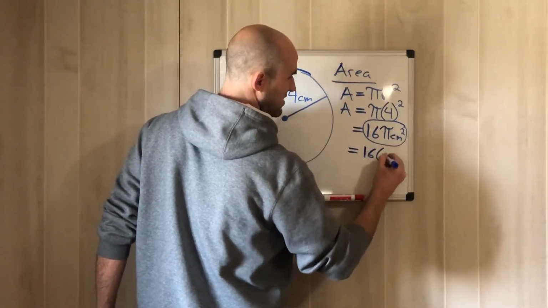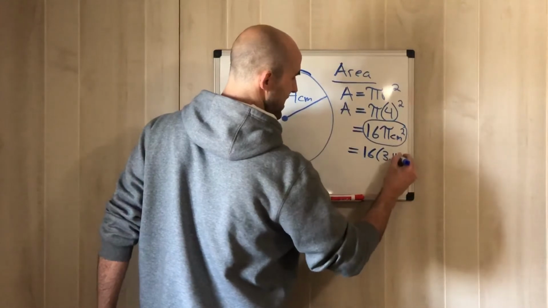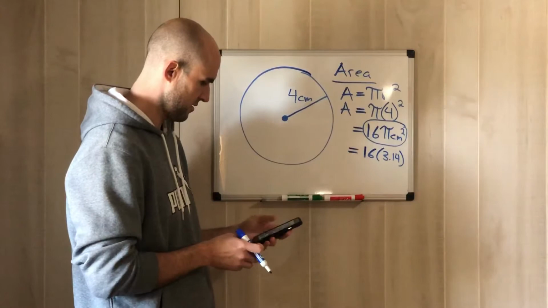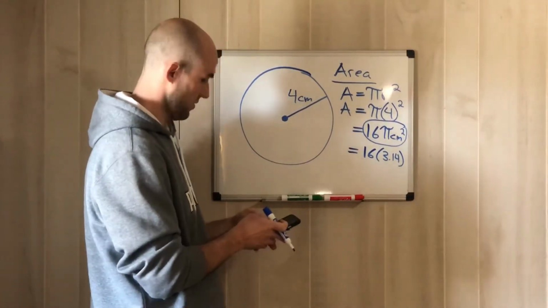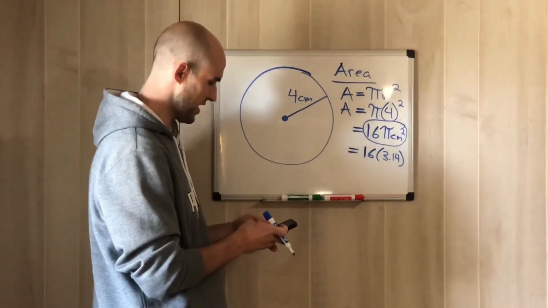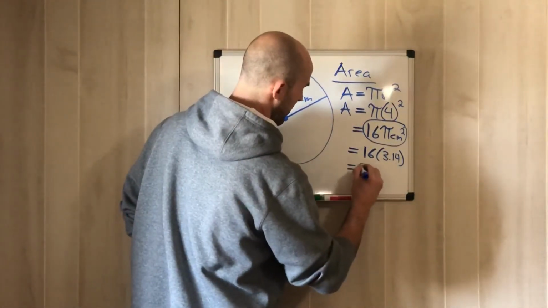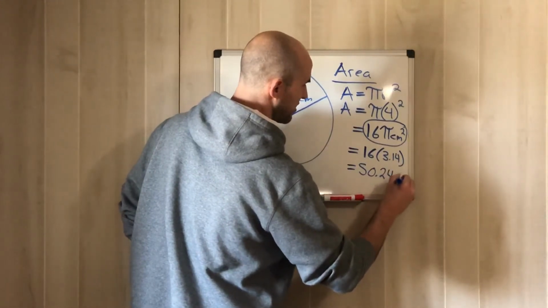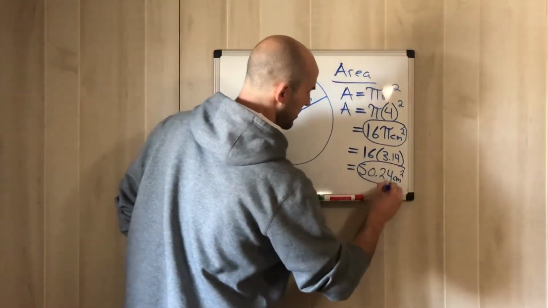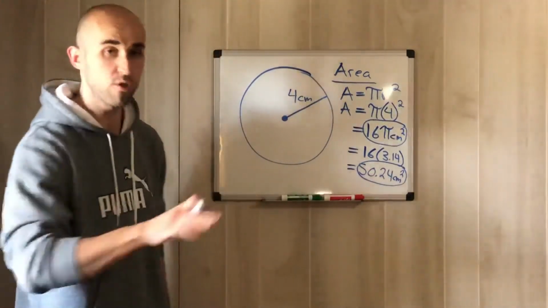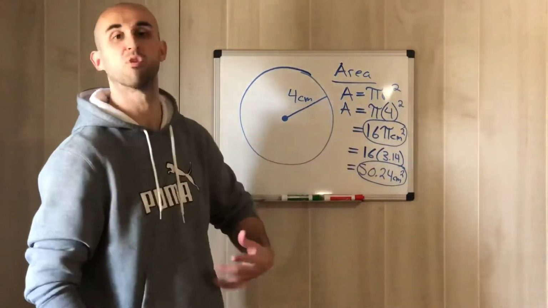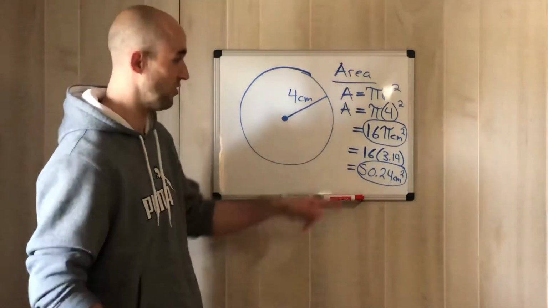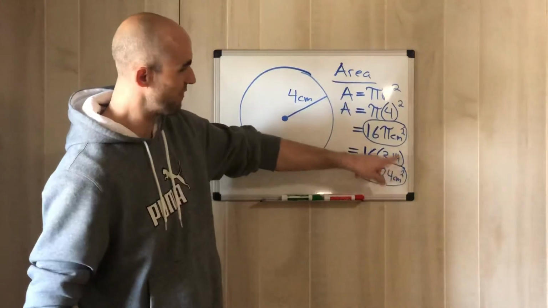You would end up doing 16 times 3.14, which would end up giving you 50.24 centimeters squared. There you go. However you guys want to write it. If you want to write it as pi, you're more than welcome to. If you want to write it in terms of a decimal, you're more than welcome to. It's up to you. Just since we're dealing with area, don't ever forget the square.